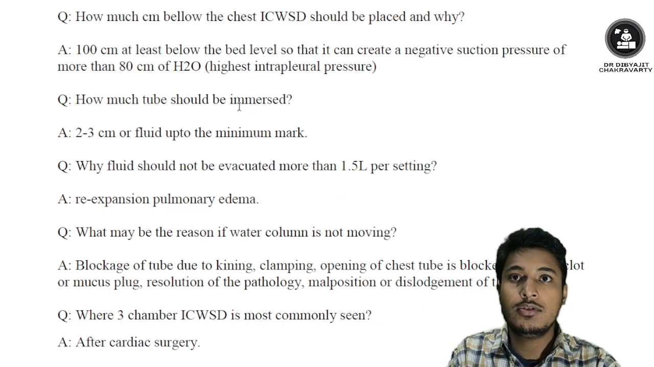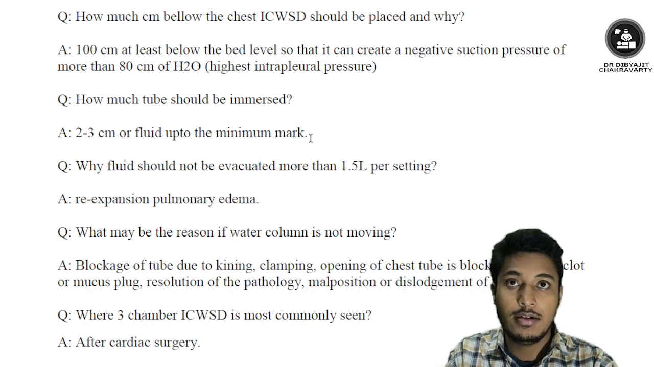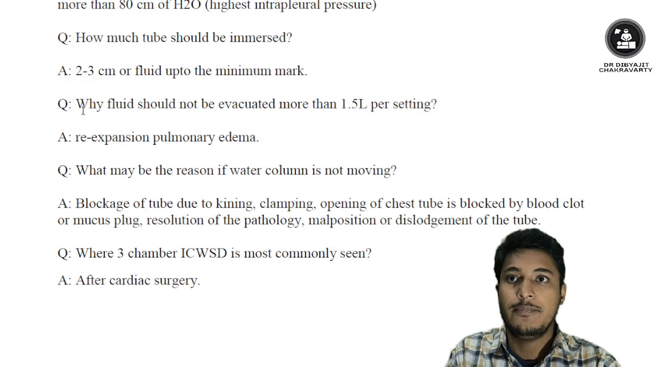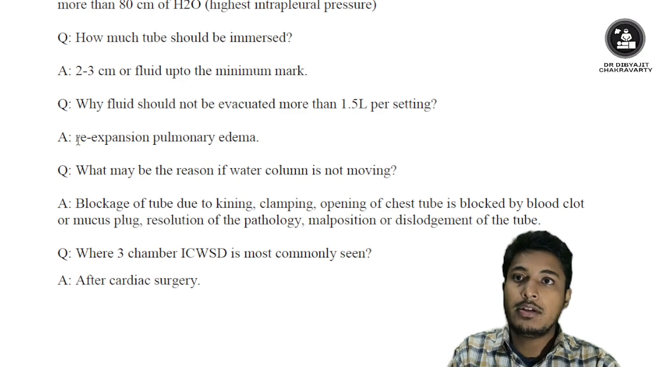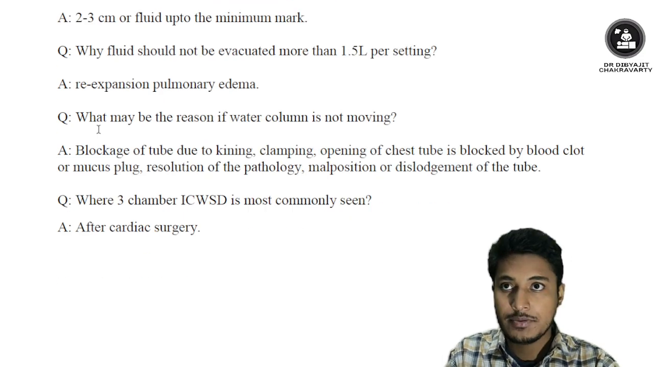So how much tube should be immersed? It is 2 to 3 centimeter, or fluid should be up to the minimum mark, as already marked in the ready-made collection chamber. Why should fluid not be evacuated more than 1.5 liter per setting? Because rapid evacuation of the fluid will lead to development of re-expansion pulmonary edema.